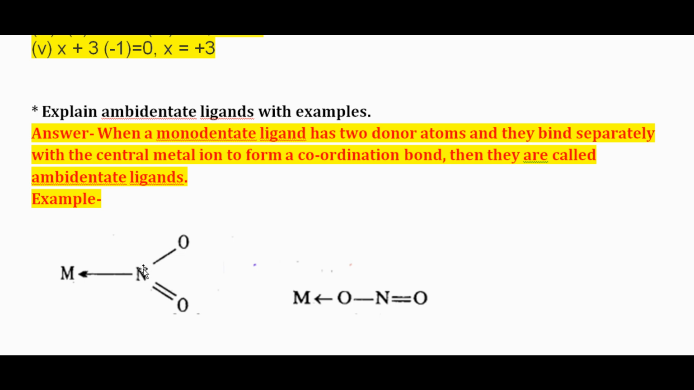Example, this is nitro. In this, N can donate electrons to the metal and also O can donate the electrons to the metal. This ligand is known as ambidentate ligand.